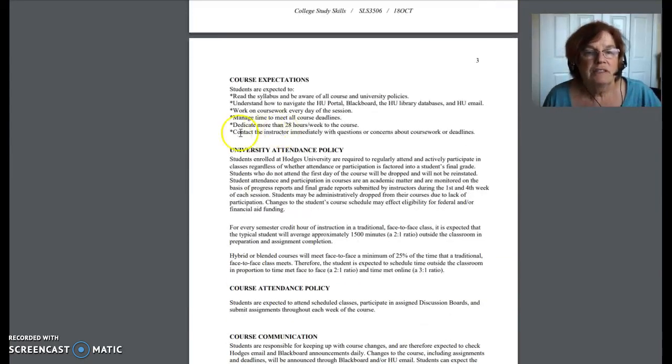Course expectations, this is what you are expected to do. You need to know how to use all of this technology. There's a lot of help available. If you're running into trouble, please don't hesitate. We are here, and I know how frustrating it can be to not understand how to do something or to try to do something and have it not work. So don't hesitate ever, ever, ever to ask for help.